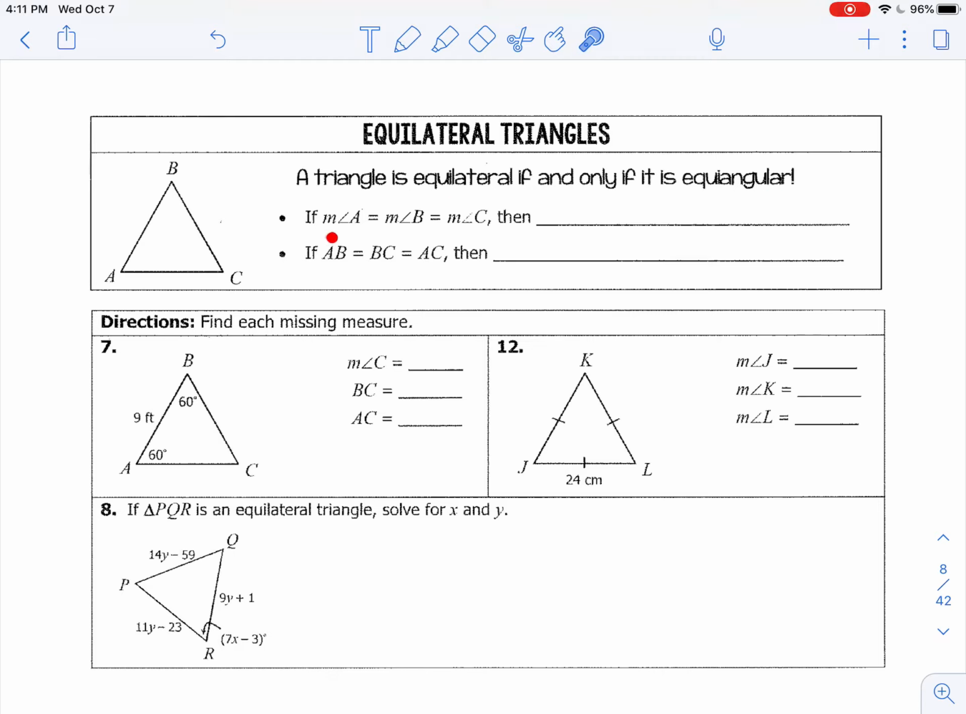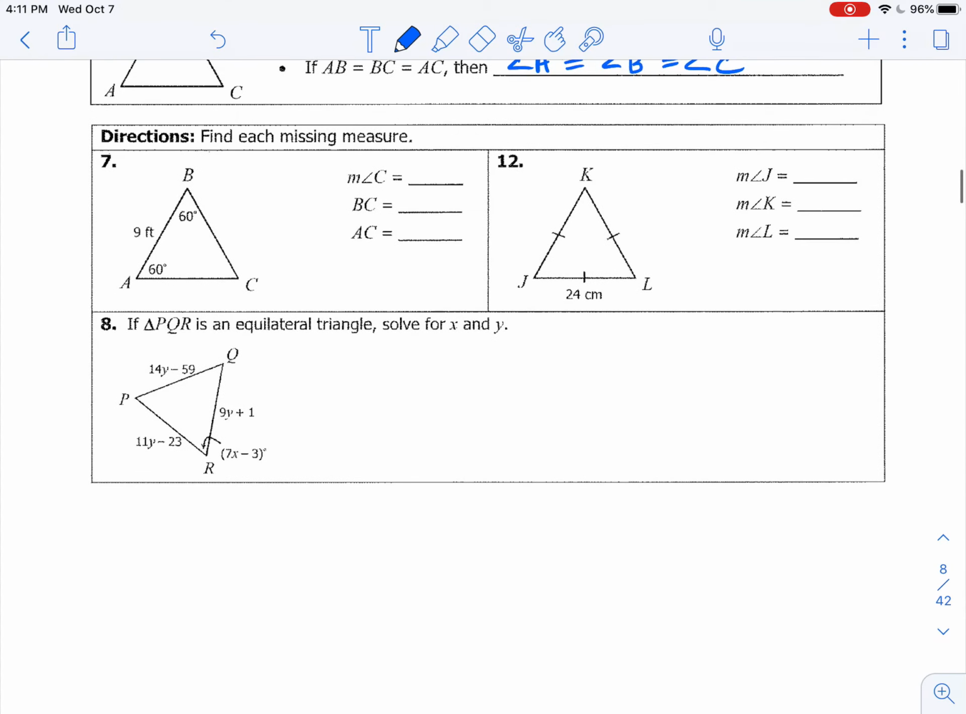All right, equilateral triangles. It says a triangle is equilateral if and only if it is equiangular. I'm sorry, let me start over. If the measure of angle A is equal to the measure of angle B is equal to the measure of angle C, then AB is congruent to BC is congruent to AC. Now, the converse: if AB is equal to BC is equal to AC, then angle A is congruent to angle B is congruent to angle C.